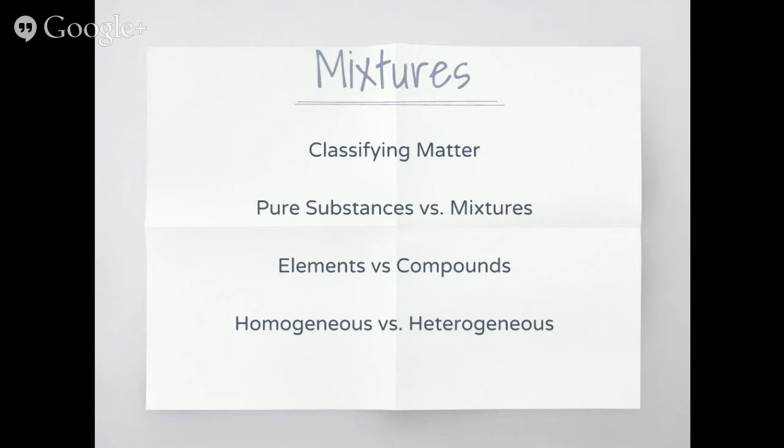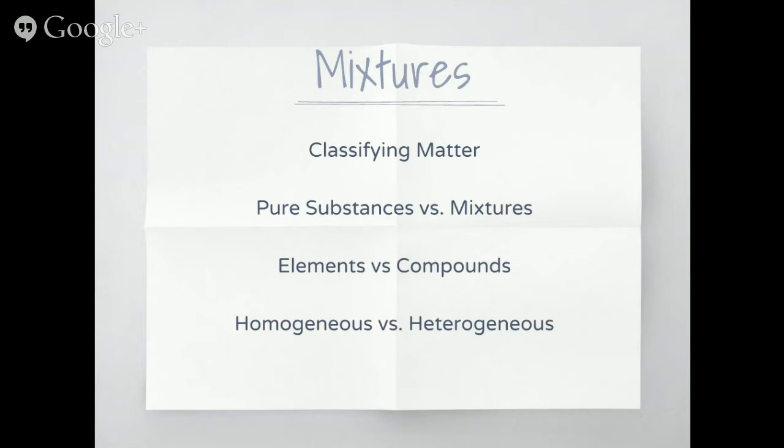Then we can break our pure substances down into an element and a compound. What's the difference between an element and a compound? Elements are those wonderful, beautiful things on the periodic table. Elements are just one single atom, whereas compounds are two or more atoms chemically combined. Again, you need to remember that compounds are chemically combined. We then could go on the other side to my mixtures.